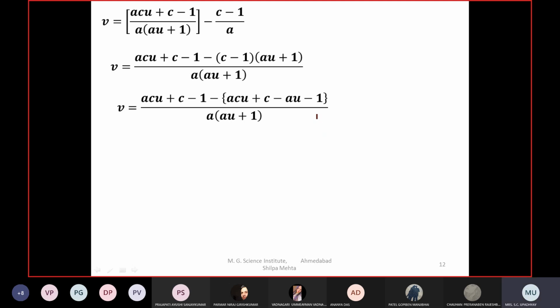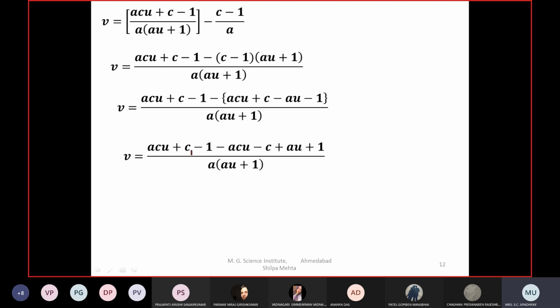Next term is this: ACU plus C minus 1 minus in the bracket ACU plus C minus AU minus 1, and in the denominator there is A upon AU plus 1. Now we are going to consider multiplying this term with negative sign. So if we multiply all of this term with negative sign, then ACU plus C minus 1, then minus ACU, then this is minus C, then this plus AU, and then this is plus 1.